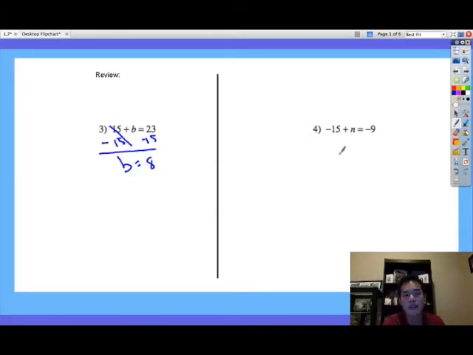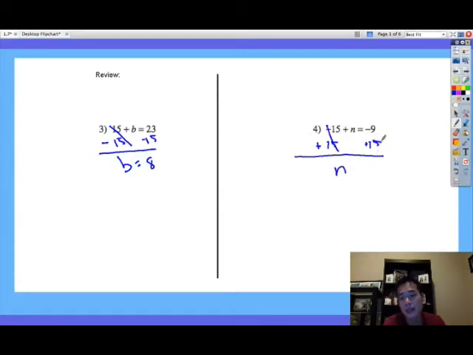Here, you kind of have the same setup, but in this case, it's negative 15 plus n is equal to negative 9. I'm going to go ahead and draw my line. The opposite of negative 15 plus n is going to be just to add 15 to both sides. Let's look quickly. You can see that negative 15 with positive 15 cancels out on the left hand side, and what's left is my n.